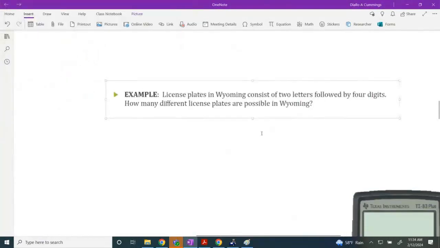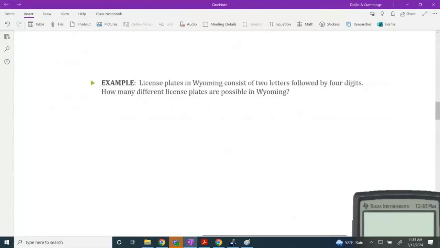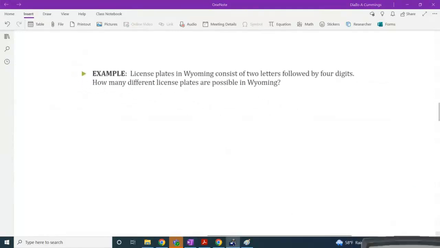All right, so here it is. So we're going to use the fundamental principle of counting to figure out how many license plates. All right, so now one thing about this is it's not asking for a probability. Like a probability would be a percentage between 0 and 100%, right? This is not asking for that. This is asking for how many different license plates. So keep that in mind.